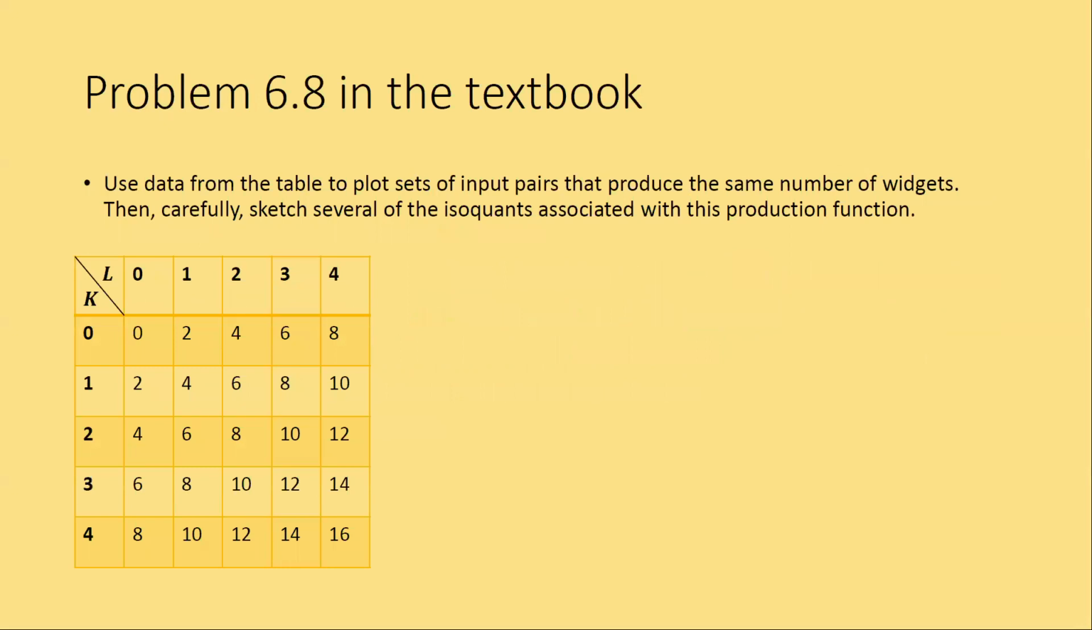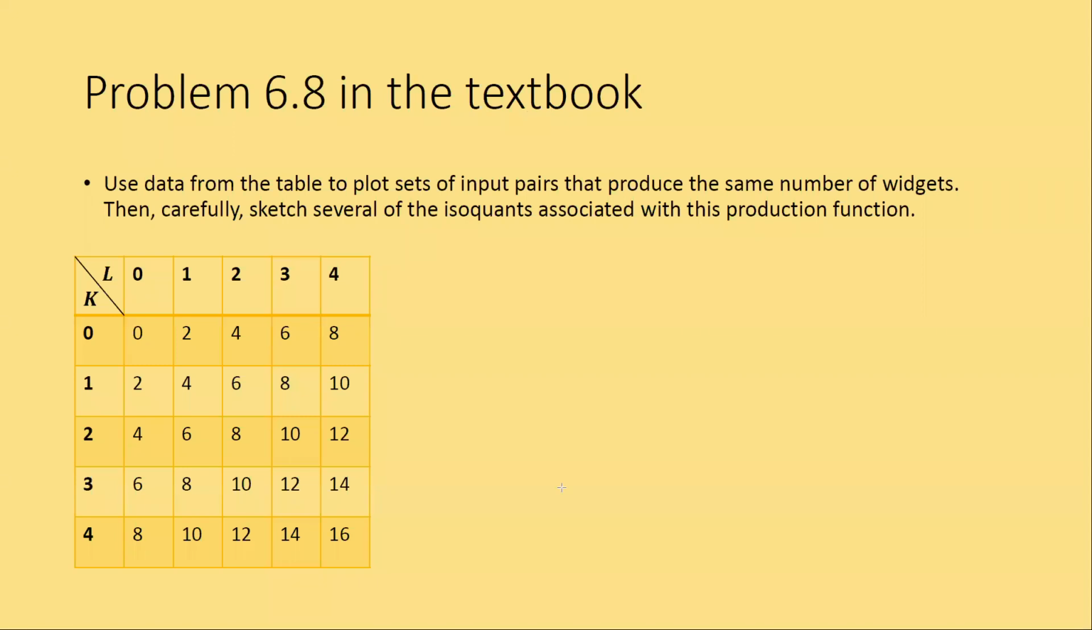And now let's look at another problem in the textbook, 6.8. We are given a table that tells us how many units of labor we use in the columns and how many units of capital we use in the rows. Each cell tells us the total output that the firm can produce. So basically, this is a production function, but presented in a table. We want to draw a graph showing some of the isoquants.